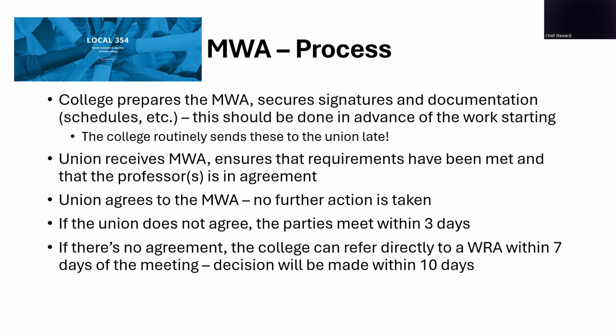And if the union agrees to the MWA, no further action is taken. And for the most part, the union always agrees with these because the faculty has been consulted, they want to take on the extra work, and everybody's okay with it. If the union does not agree for some reason, and they have to have a good reason for not agreeing, then the parties will meet within 3 days to try to resolve it. And if there's no agreement, then the college can refer directly to a WRA within 7 days of the meeting, and the decision will be made within 10 days.